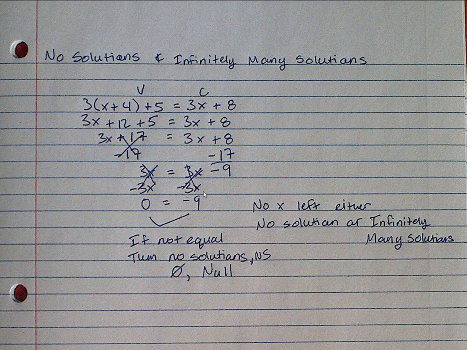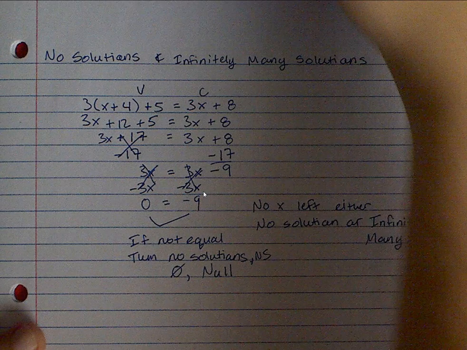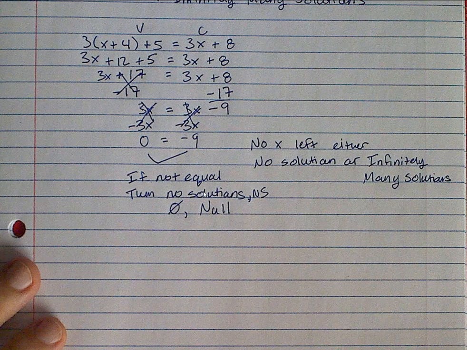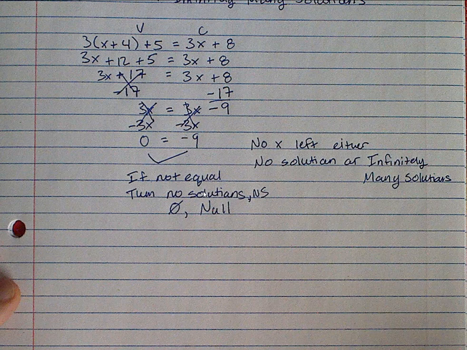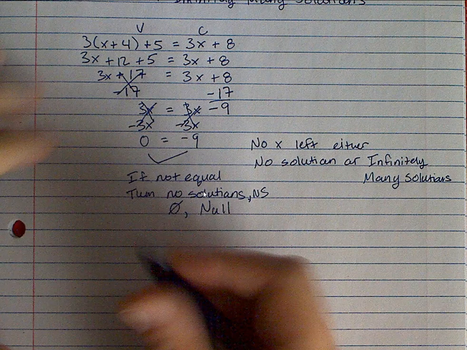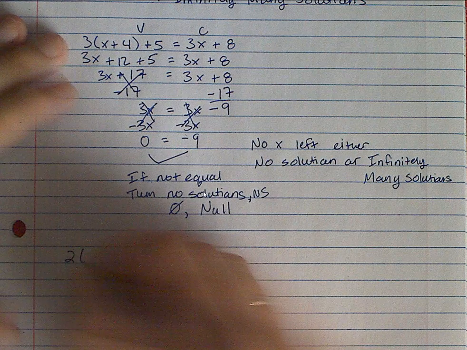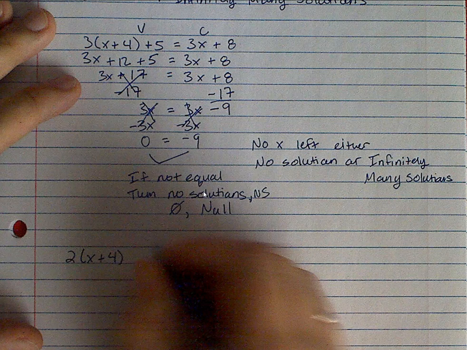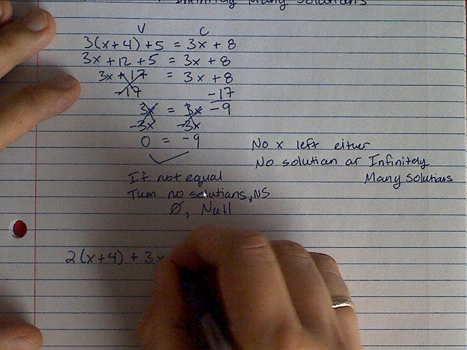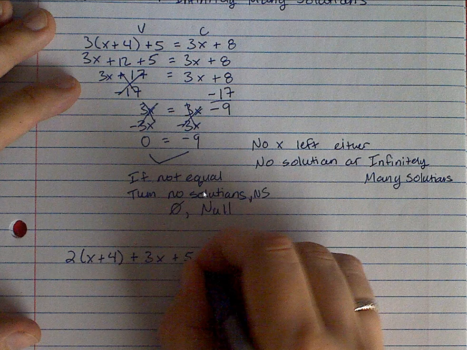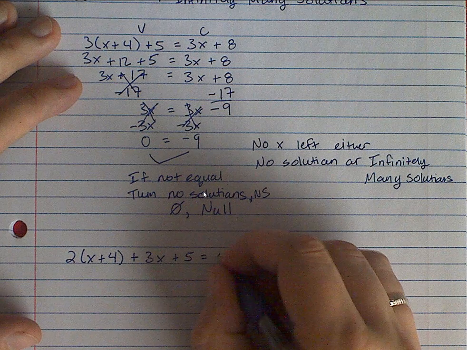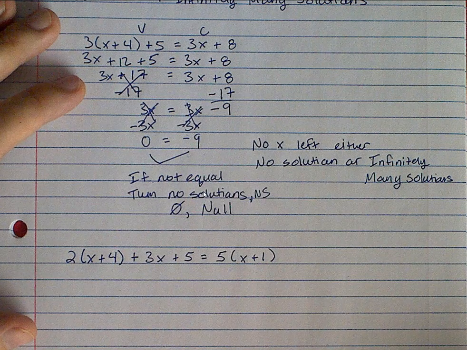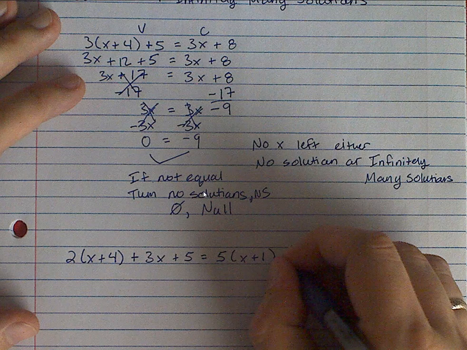Now let's take a look at another example here, okay? So Nathan, you're going to help me out first here, all right? Okay. So this example we're going to do, let's say, 2 times in parentheses x plus 4, close parentheses, plus 3x plus 5 is equal to 5 times in parentheses x plus 1, close parentheses, plus 8.